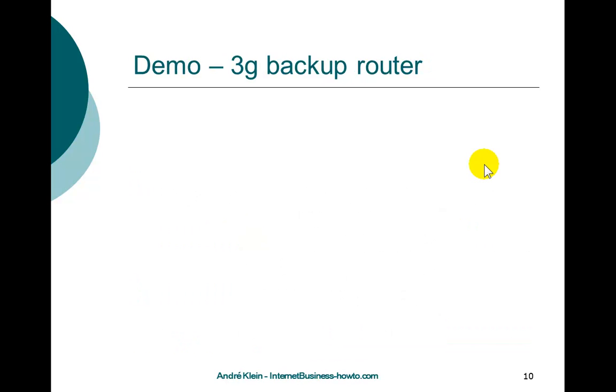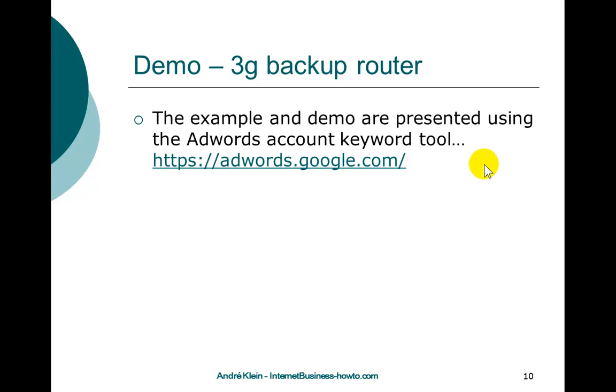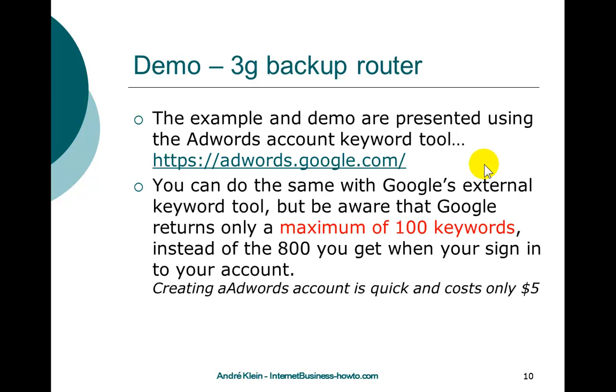So we will now go into the demo, which will be using the 3G backup router as example. In the example, we are using the official internal AdWords tool, but you can also do the same with the external keywords tool. But be aware that Google returns only a maximum of 100 keywords, so you're pretty limited here. And setting up an AdWords account is quick and costs only $5.